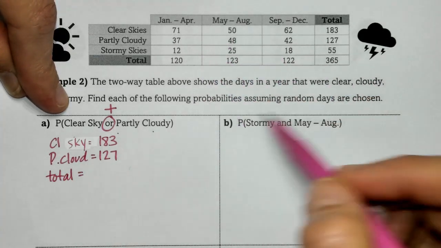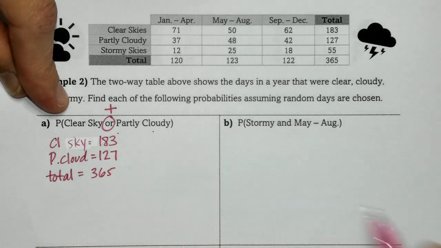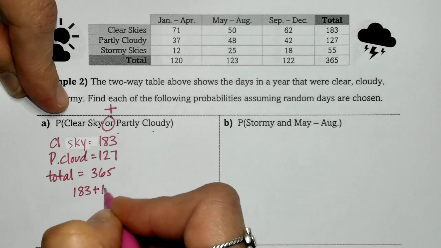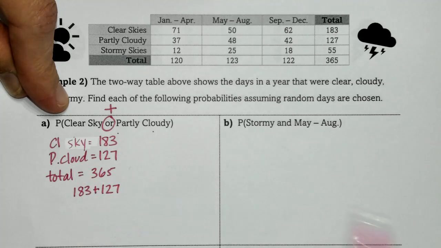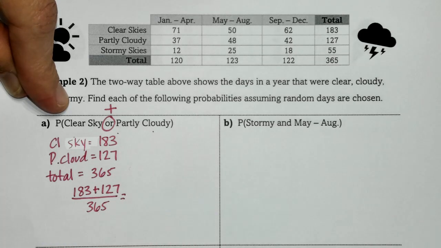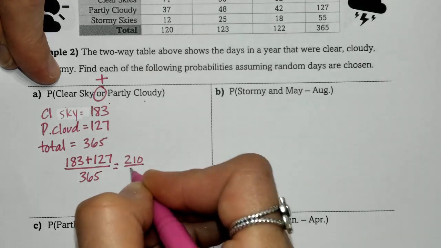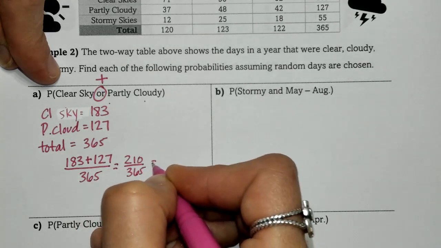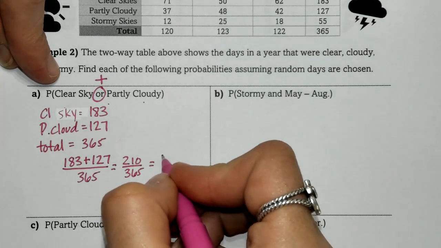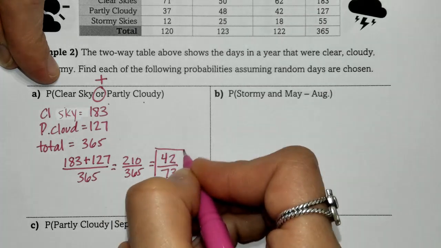So we're looking at days during the year, okay? So we have 365 total. So we want to take the 183 plus the 127, your clear sky and your partly cloudy, all over 365. When we add those together, we're going to get 210 over 365. This can be simplified. We'll make sure everything is simplified down to the most simple fraction here of 42 over 73. And there's going to be our final answer.